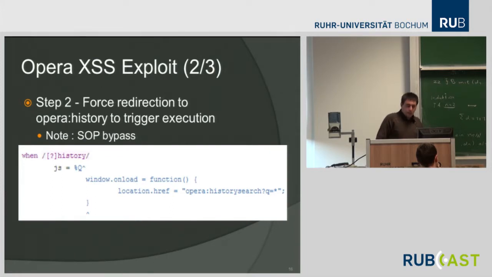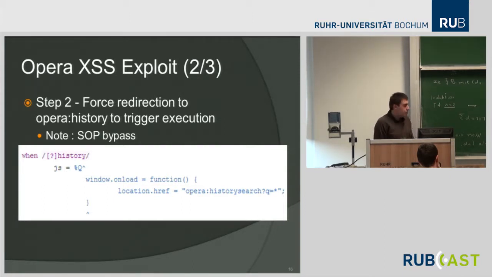And this is the second step. So a user goes to the malicious website, the injection occurs, but then we need a way to trigger the injected payload in the history page. So what I did was a redirection from the internet page to the Opera history page. And that was a same origin policy bypass.